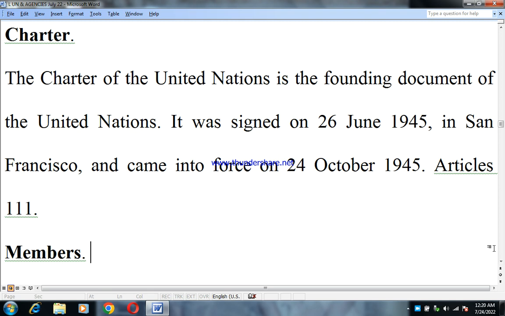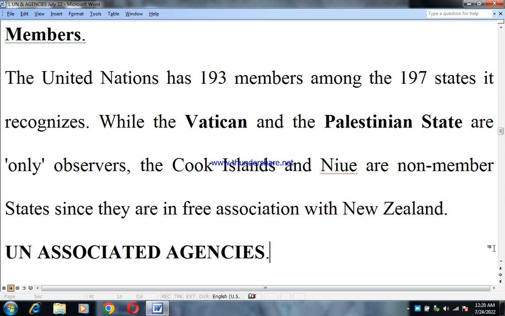Charter of United Nations. The Charter of United Nations is the founding document of the United Nations. It was signed on 26 June 1945 in San Francisco, USA, and came into force on 24th October 1945. You must differentiate when it was signed and when it came into force. These are two different questions. It consists of 111 articles.